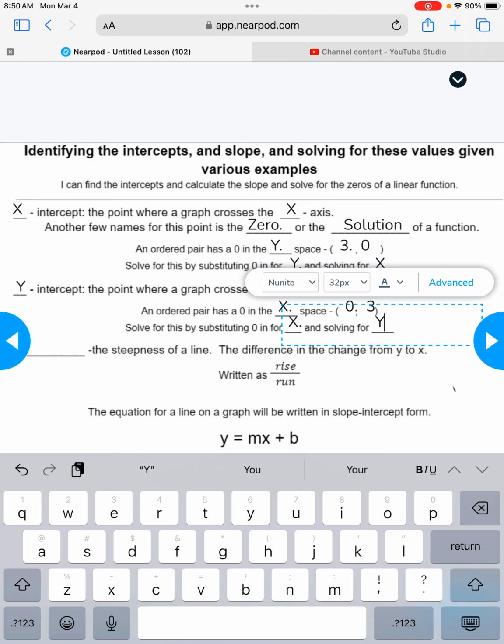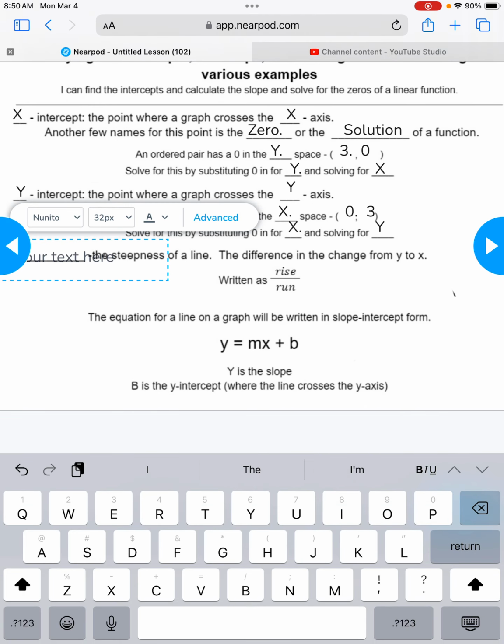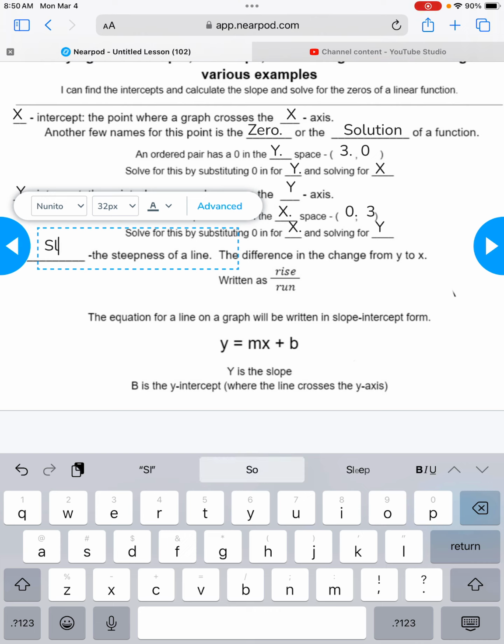You could also look at the graph and see where it crosses the y-axis. If it's ever not at a perfect point, you would have to generate the equation through a calculator, which we are going to be practicing as well today. In order to write the equation, you have to know the y-intercept as well as the slope, okay?